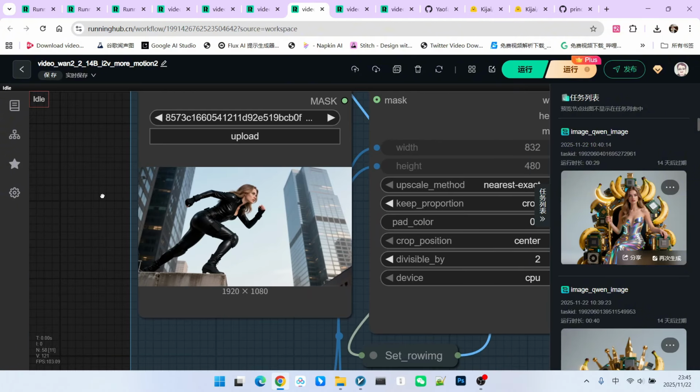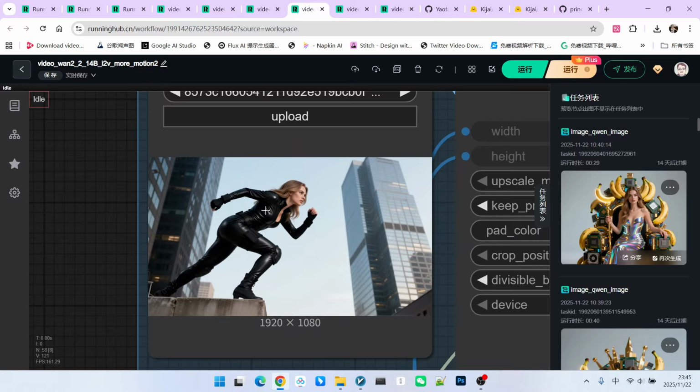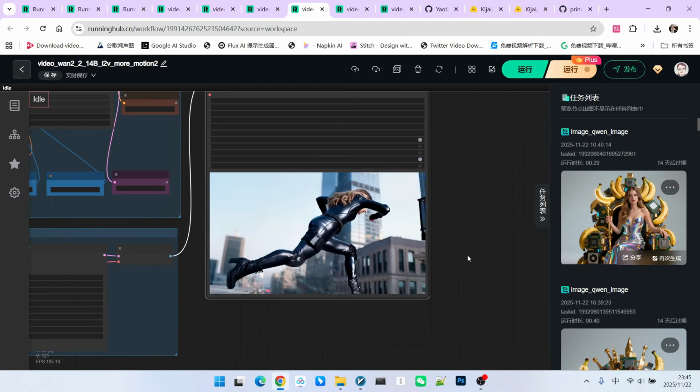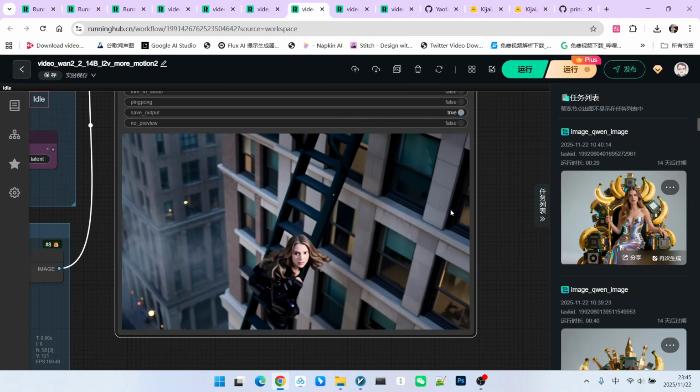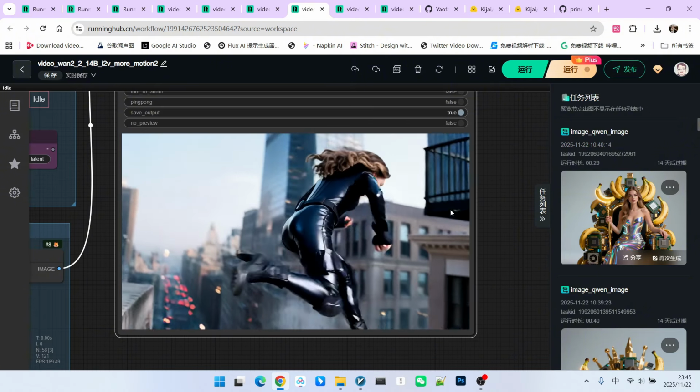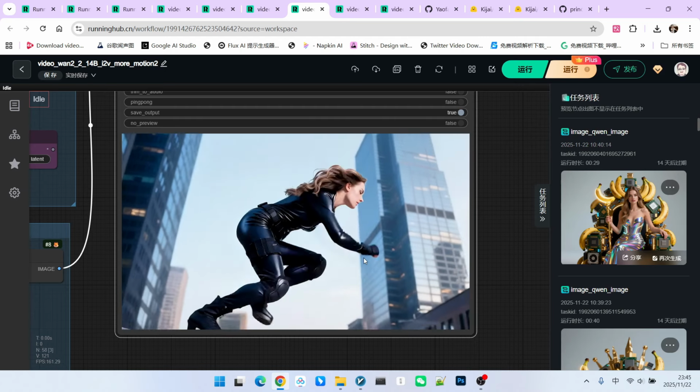A beautiful secret agent standing on the edge of a tall building, looking as if she is about to jump. Generally, if we use the Wan 2.2 I2V model, how would this be presented? She would probably just jump across, and that would be it. But notice, the generated effect is completely different. She jumps across, but there is a display of the next part of the story. She jumps onto a ladder. Take a look. It's fantastic.